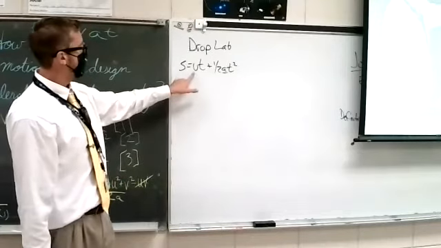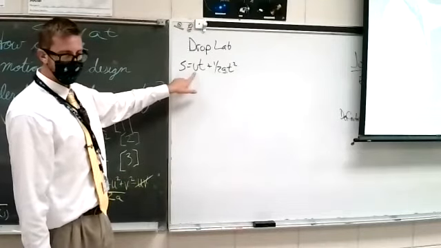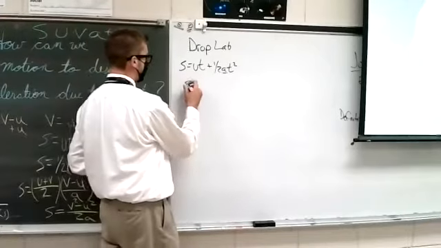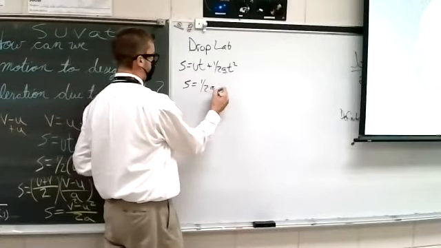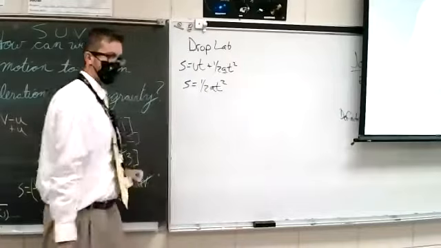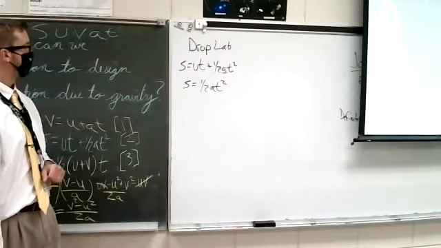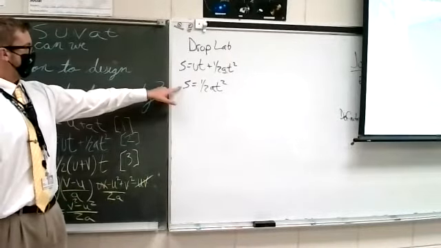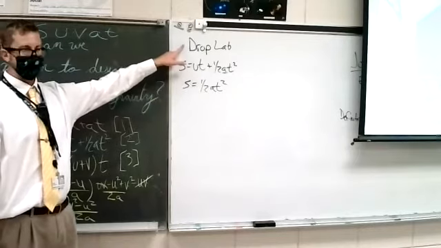All right, this term goes away because we're dropping stuff, so the initial velocity is going to be 0. So we're going to rewrite this as s equals 1/2 at squared. Already better, right? Already friendlier to work with. The displacements are going to be heights because we're going to be dropping things.